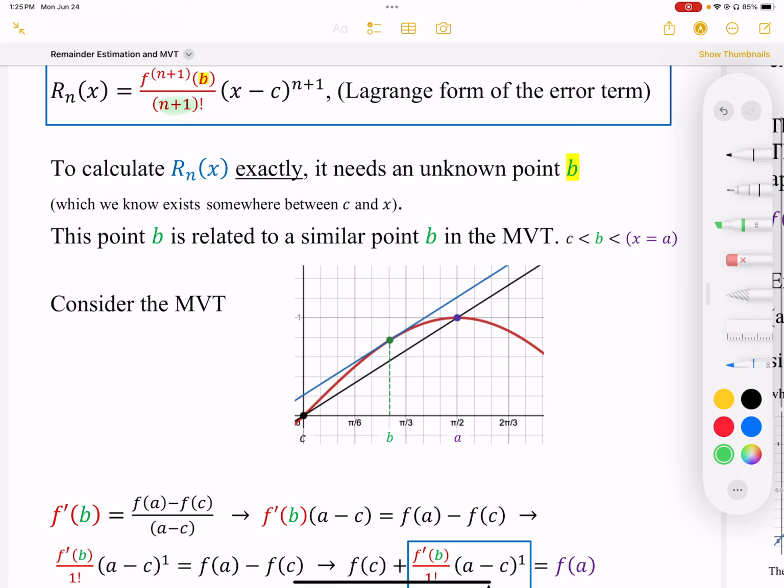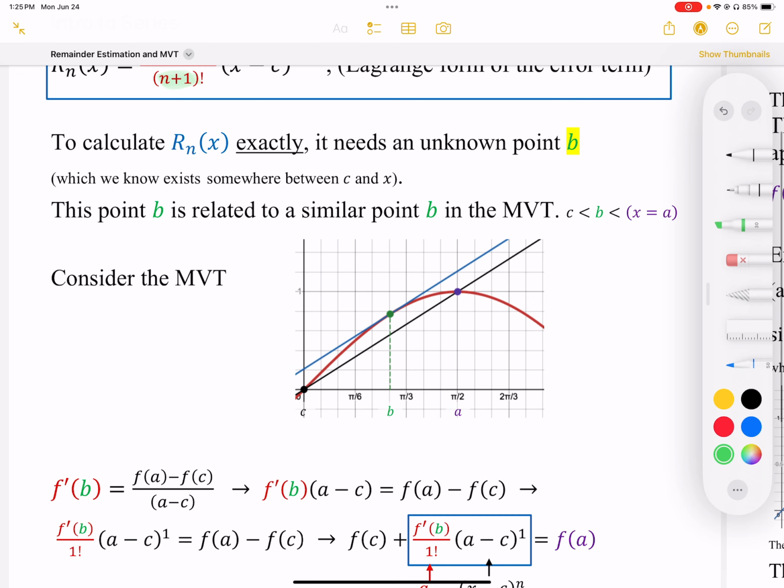So we're going to start with the mean value theorem then, and what the mean value theorem states is that the average slope, which I'll highlight, this average slope here from C to A, exists somewhere as an instantaneous slope at some unknown point B. And we know that although we can't necessarily find that point B, it exists somewhere between the center and A, the point that we're approximating. So that's the mean value theorem.